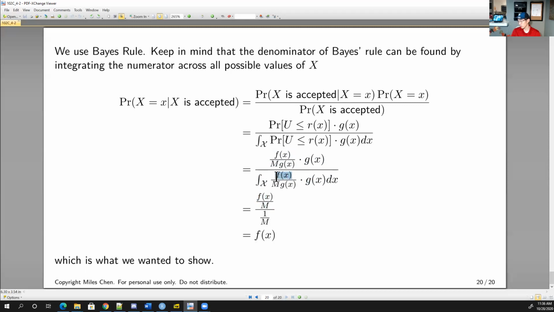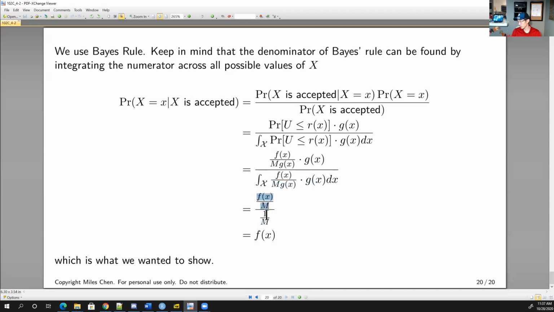Okay, f of x is a PDF. And so we know that all PDFs evaluate to 1 when you integrate them, right? So if you integrate f of x across all possible values of x, we know that that's going to equal 1. So this integral is going to become 1 divided by m, and then the g of x is canceled, so we got 1 over m.